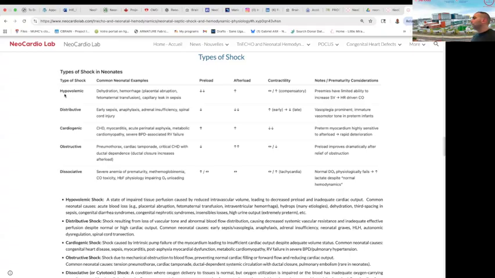Then the other one is what? Types of shock? Yeah, types of shock. Cardiogenic. So what's cardiogenic? But what does that mean? An inability of the heart to pump blood to the body.